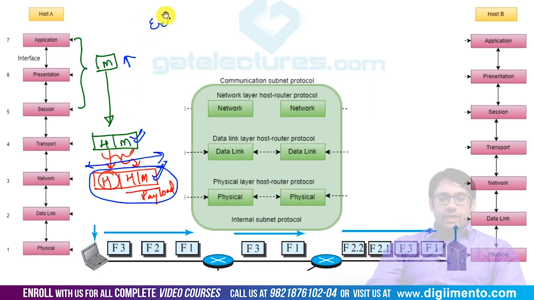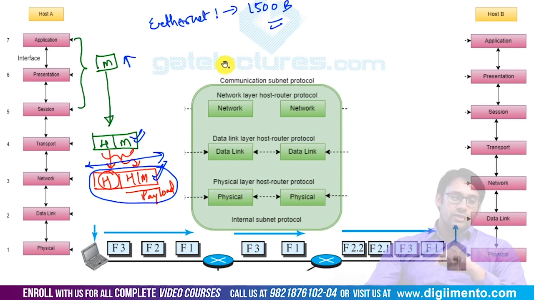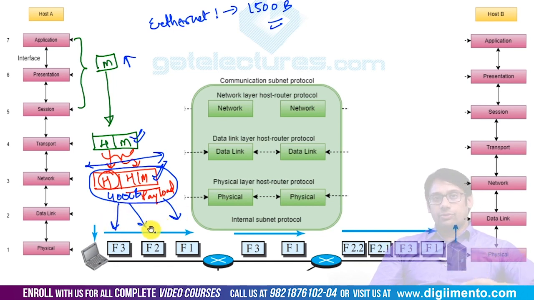Generally in Ethernet, as I told you, the size of a frame can be a maximum of 1500 bytes. So if this packet is, let us say, 4000 bytes, then I have to divide this packet into smaller frames. The size of each frame depends on the MTU, which is called the maximum transmissible unit, or maximum transmittable unit, or maximum transferable unit. There are multiple names for MTU, but all mean the same.